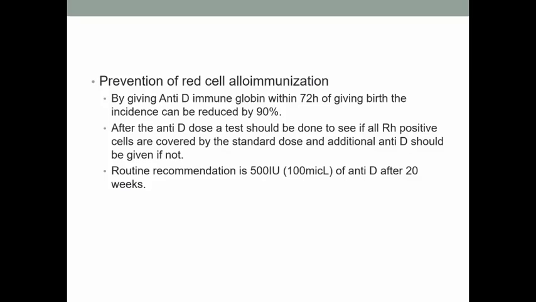The thing is, how much should we give? So roughly the routine recommendation is you give about 500 international units of anti-D if it is the delivery, or if the miscarriage is after 20 weeks. Before that, we give 250 international units, right? So 500 international units is about 100 microliters of anti-D.